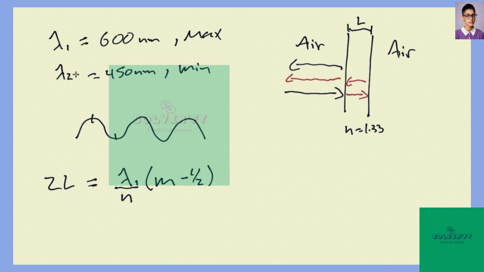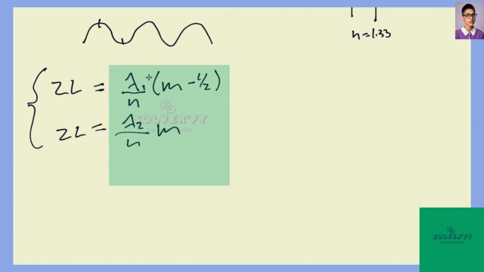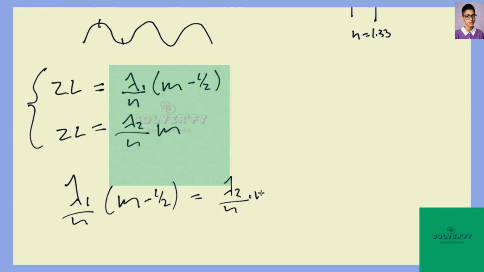For lambda 2, we're told that it's a minimum, and it's just off from lambda 1 by half a wavelength, which means that the original equation we wrote was actually correct for lambda 2. So we can write 2L equals lambda 2 over n times m, and this will give us a minimum. And so now we have these two equations, and they're both equal to twice the thickness. So we can equate these two. So we have lambda 1 over n times (m minus 1/2) equals lambda 2 over n times m.